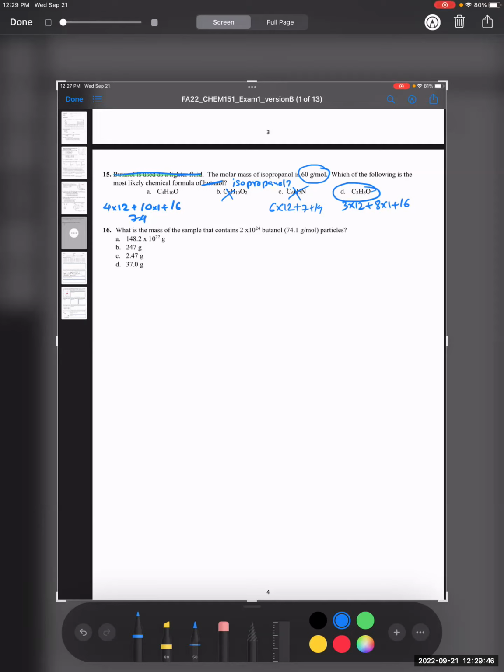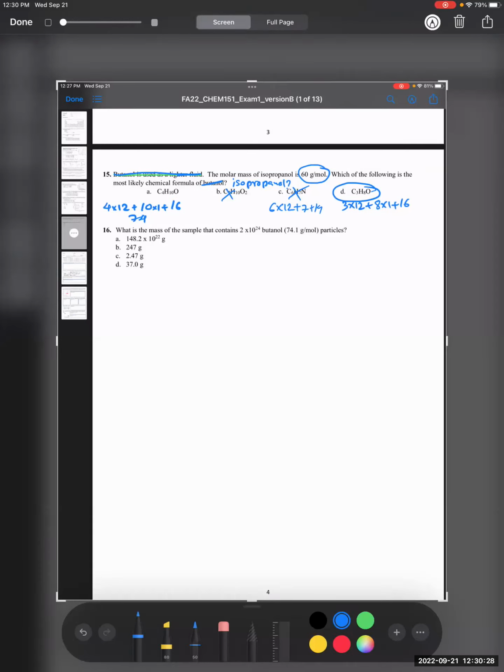And then in a different version, you were asked to find the chemical formula that is consistent with 74 grams per mole, and that has to be C4H10O. So you see that the name of the substance doesn't matter here. It is all about which formula is consistent with the given molar mass. If it is 60, it goes with C3H8O, and if it was 74, it must be C4H10O. Yeah, it depends on the version of the exam.